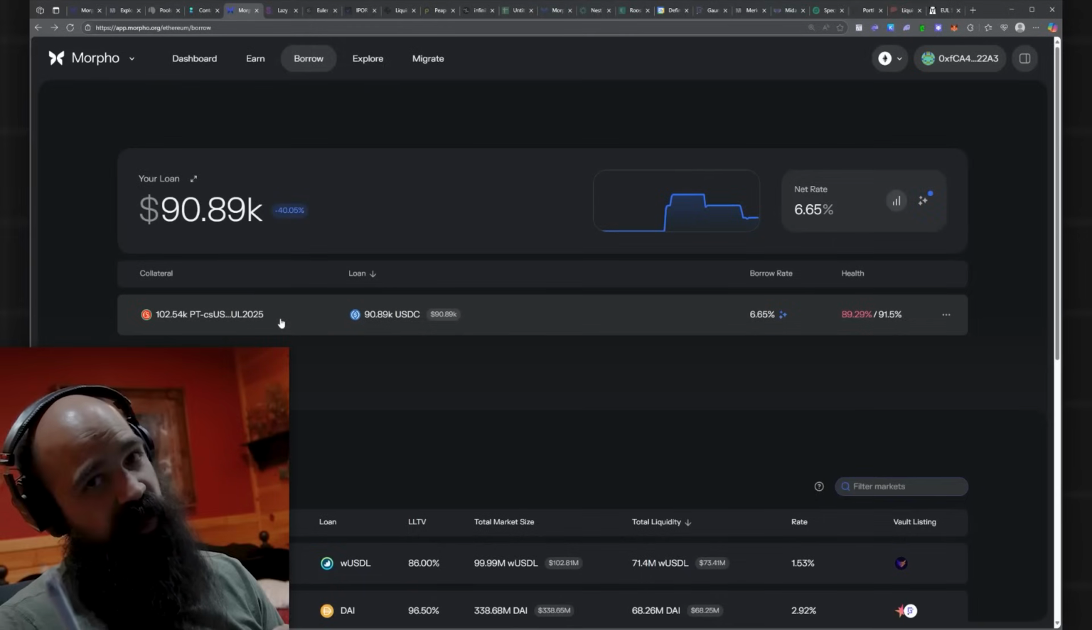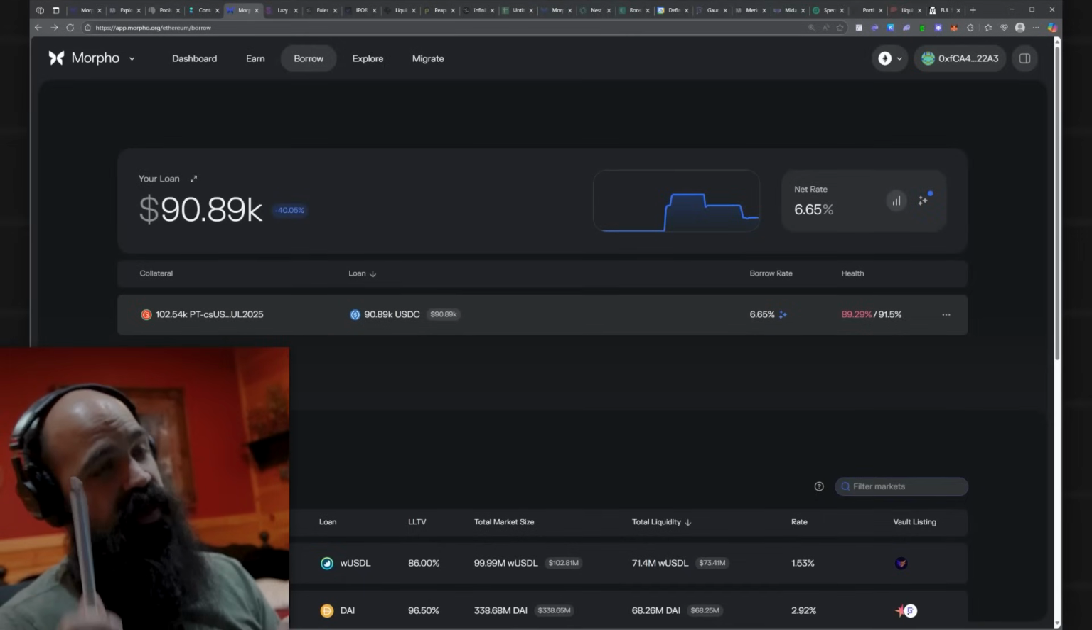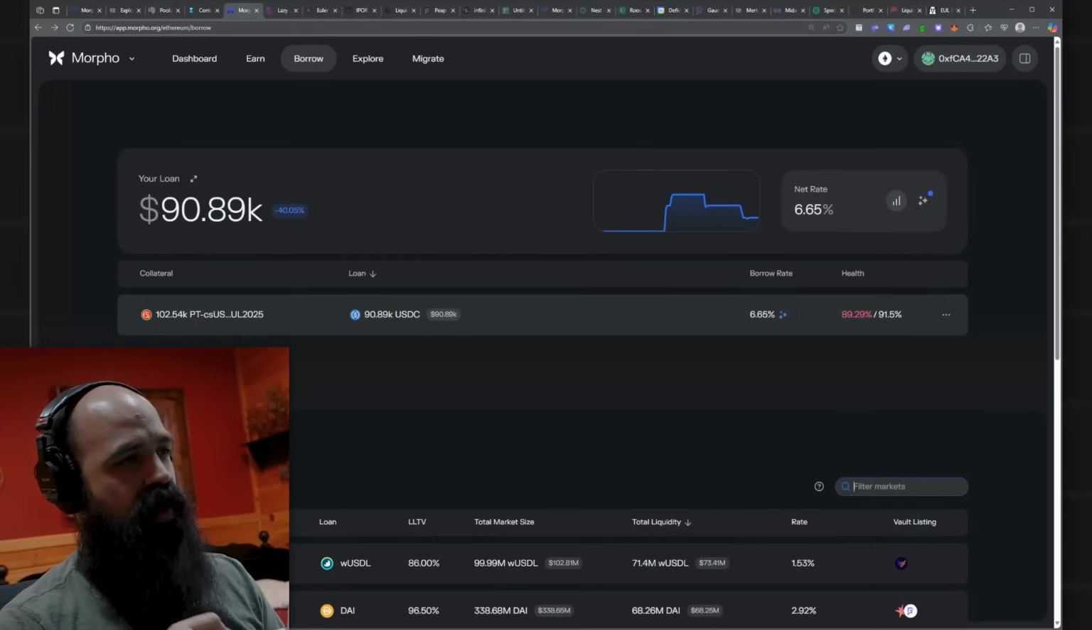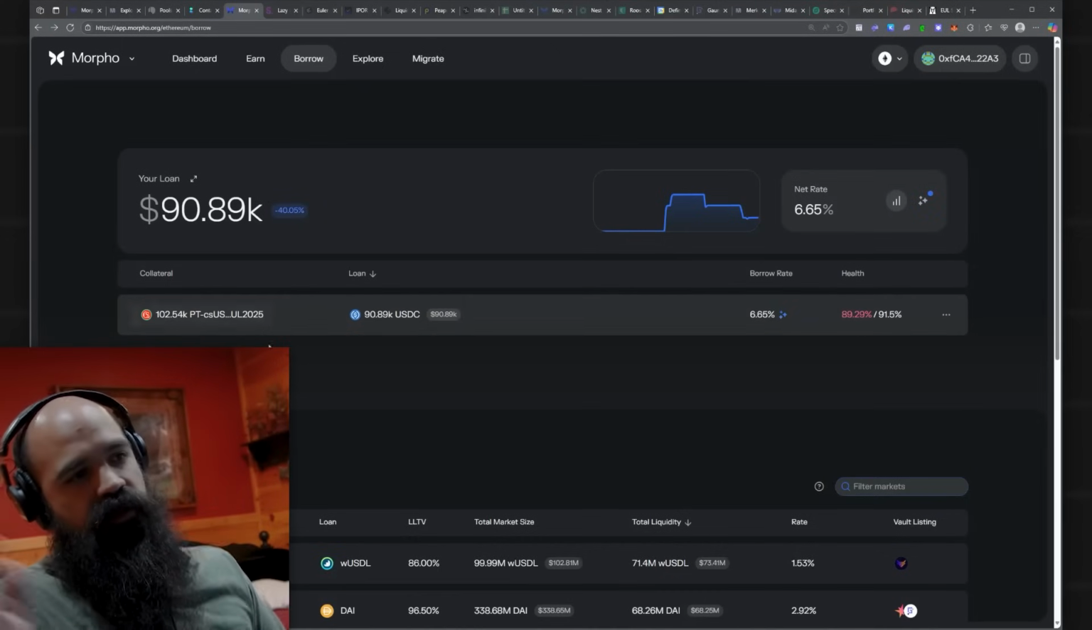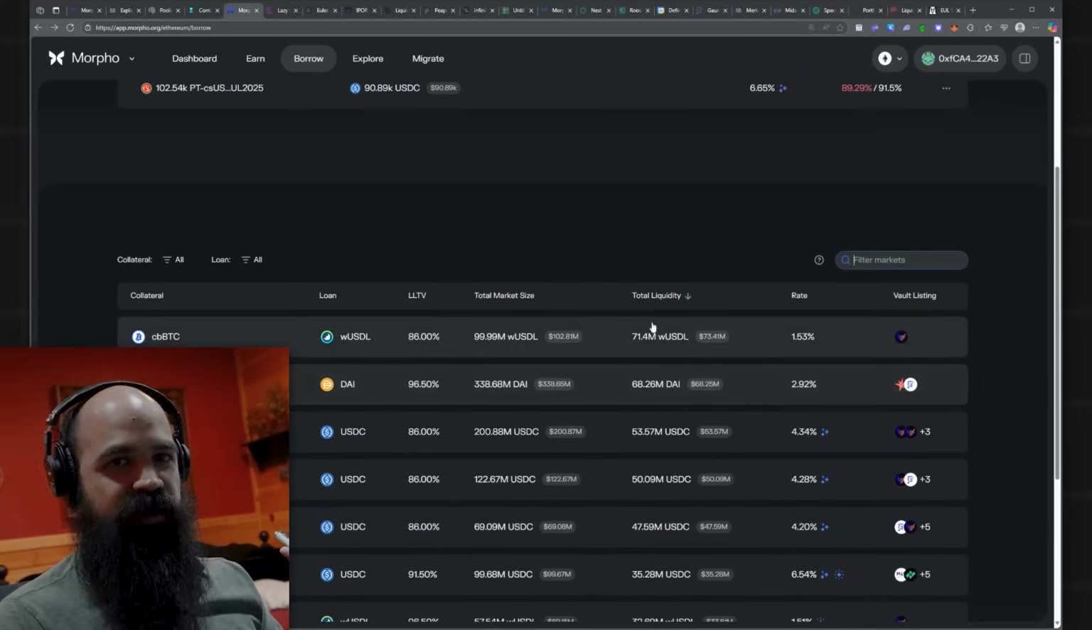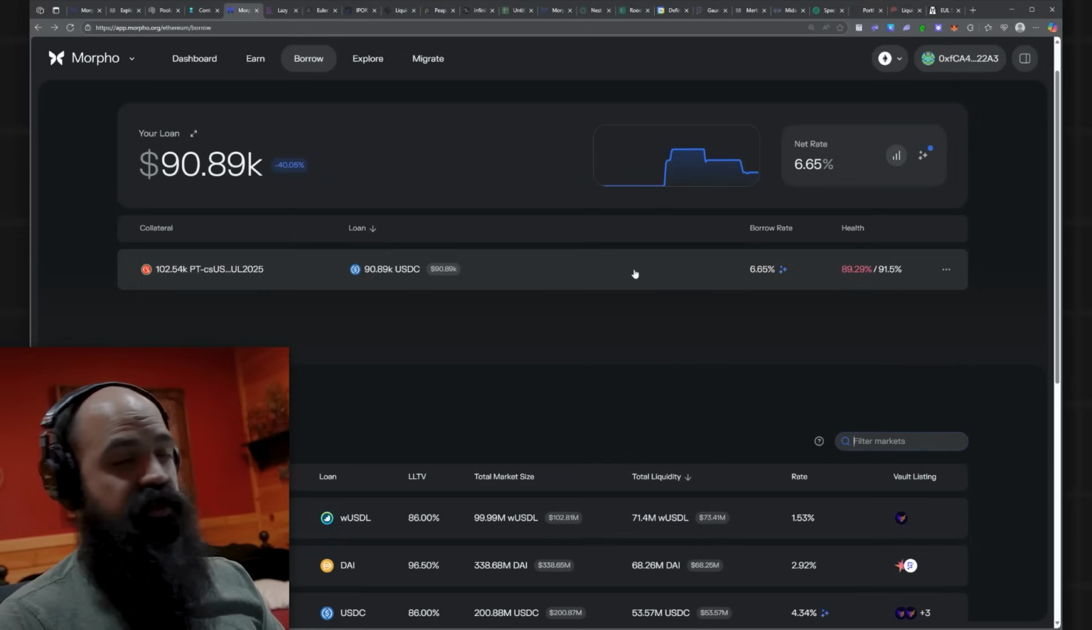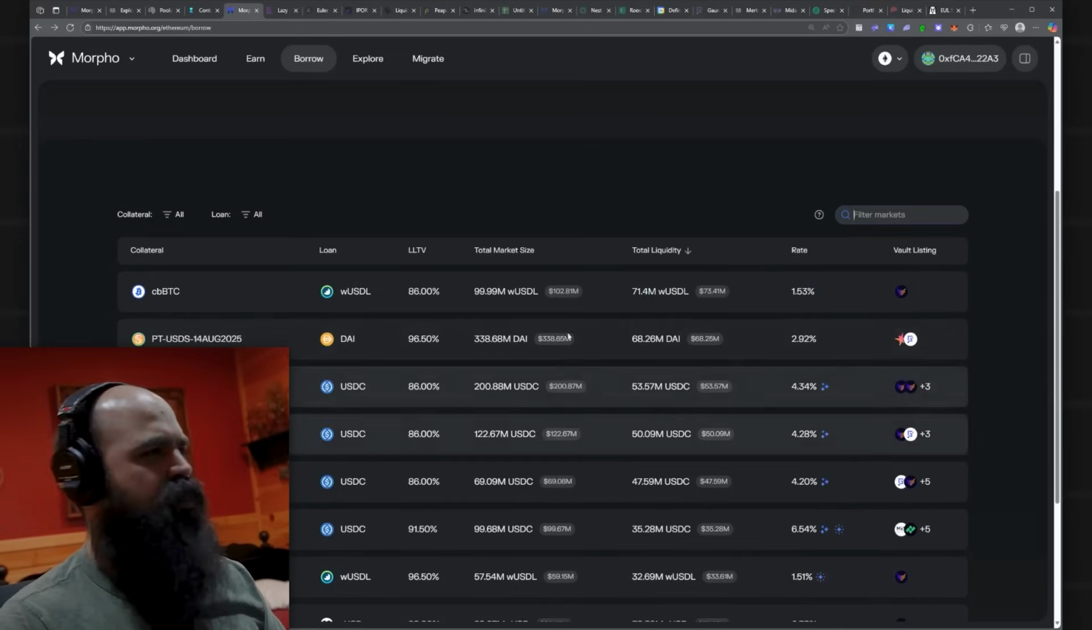I should have exited though when the cUSDL was over peg. Really dropped the ball on that one. Probably lost about a potential 1.5% ROI. But what are you going to do? You know, that happens. You don't always get home runs, but this has still been a really good position. I've probably been netting around 40% APR on that.